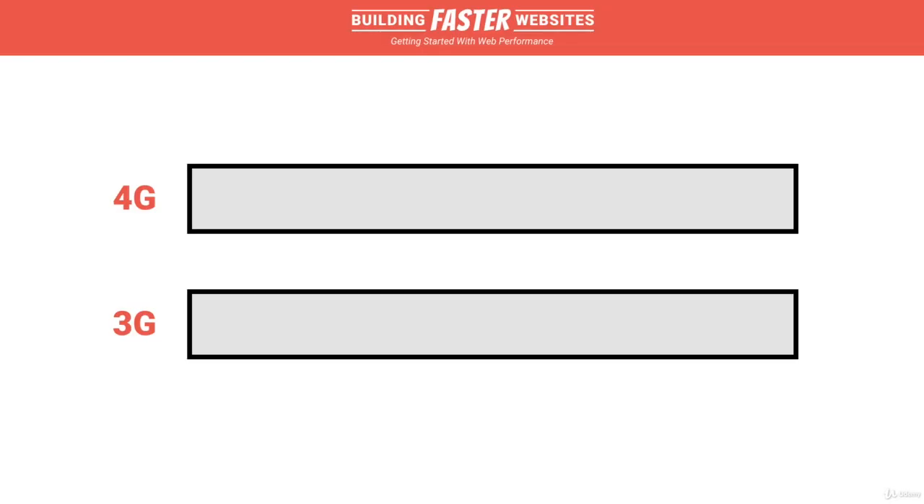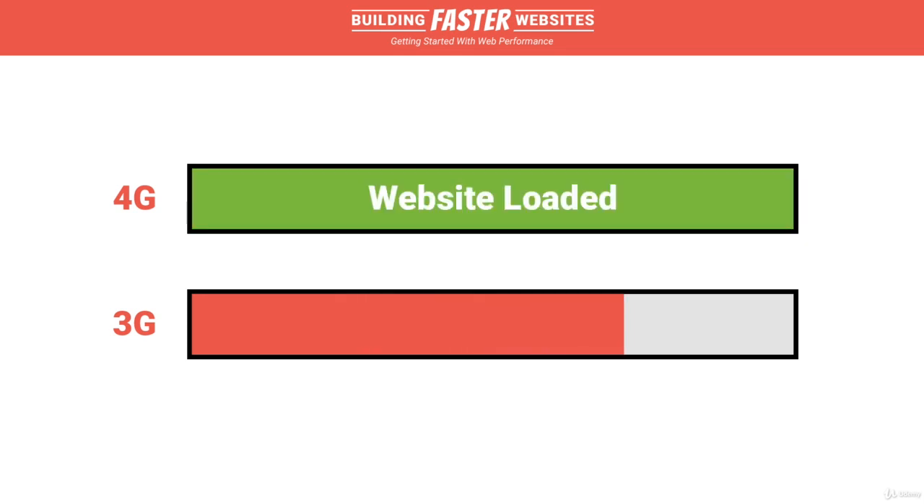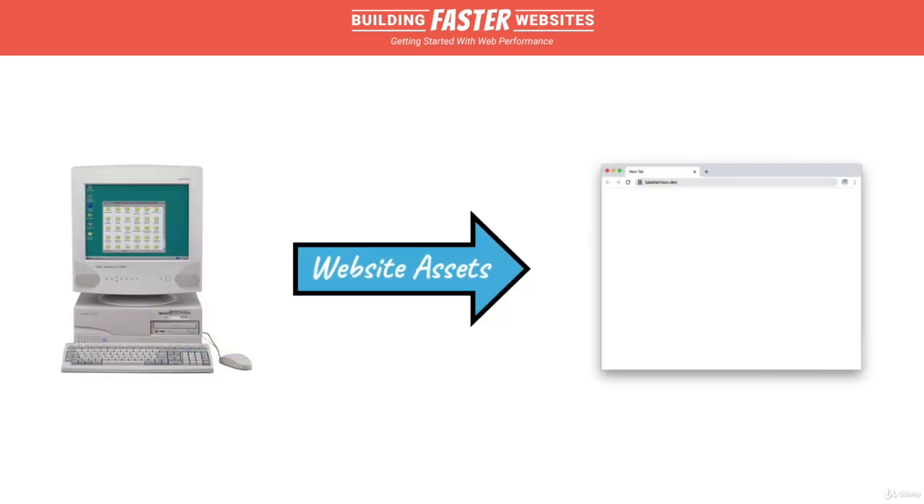Network speeds have a huge impact on web performance. The same codebase loading on a 3G connection can take many seconds longer to load than on 4G, which in web performance land is an eternity. This is because the slower the connection, the longer it takes website assets to download from server to browser.